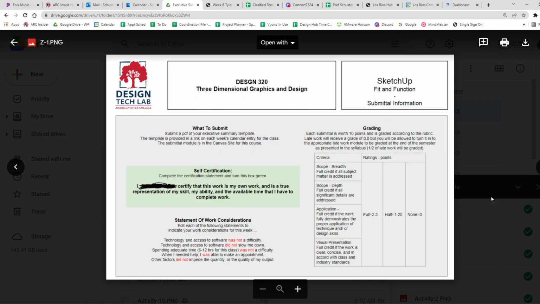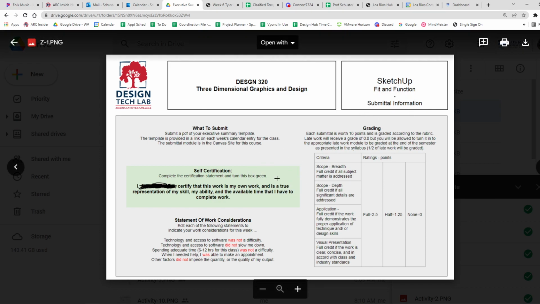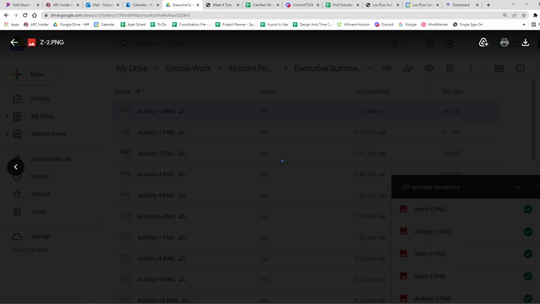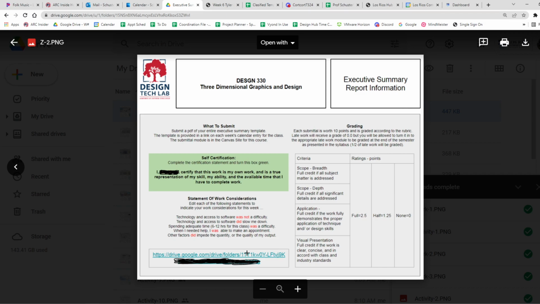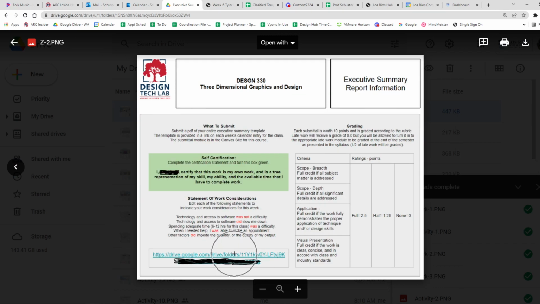And this is an example, again, of a completed final page, submittal information. Notice that this is green, that these are indeed sentences, and that it was certified. So this is an example of how that last page should look. And here's another one where the link to the Google Drive folder was in there. In this one, it wasn't. In this one, it was. So there we go.